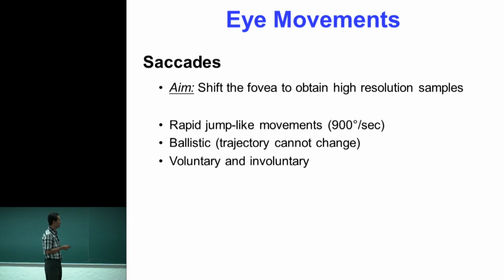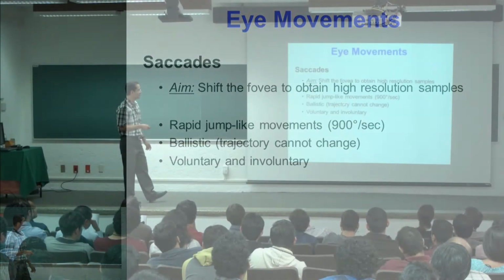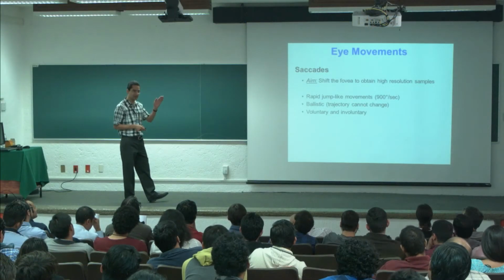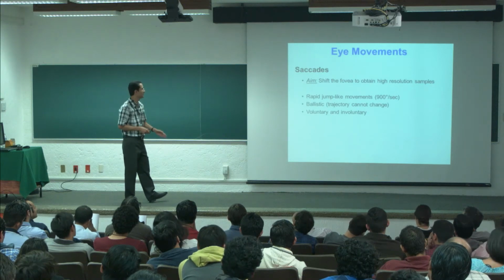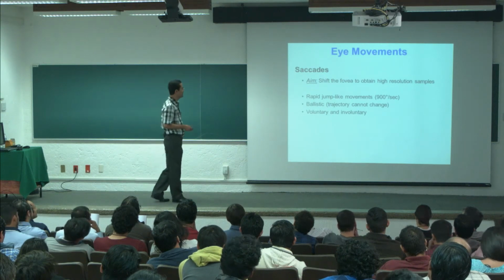A saccade is a rapid, jump-like movement. The velocity is around 900 degrees per second, so it's very fast. That's why we think that we see in high resolution: because we're moving our eyes very quickly, and every time we move our eyes, we fixate on something. Another characteristic is that the movements are called ballistic, so the trajectory cannot change. Once the eye starts moving, we stop at some position and then we move to another position.